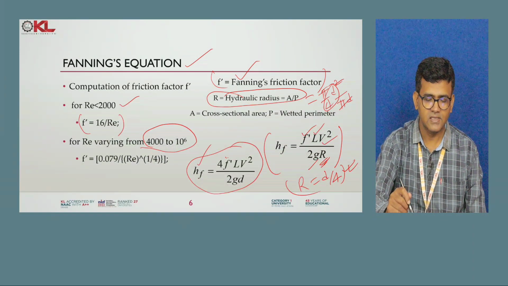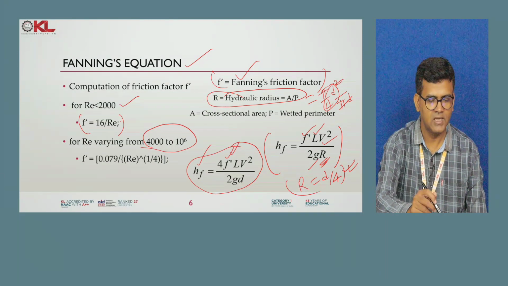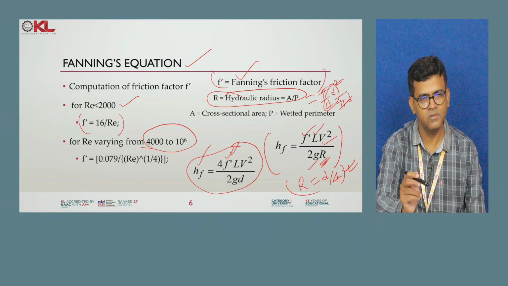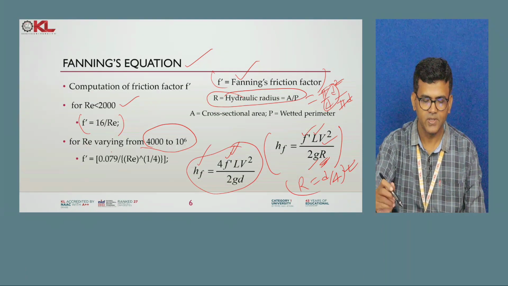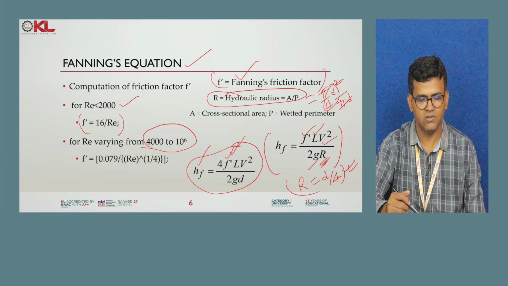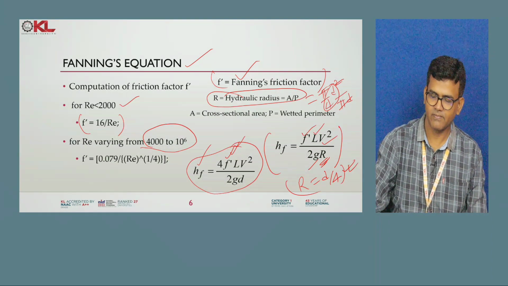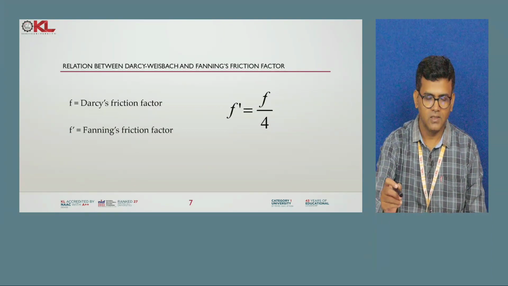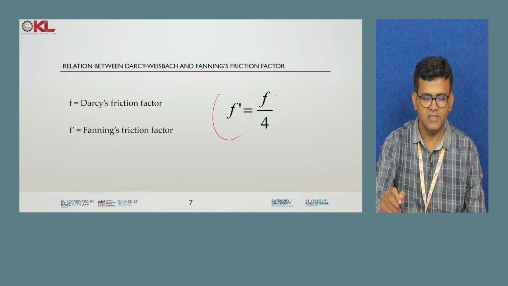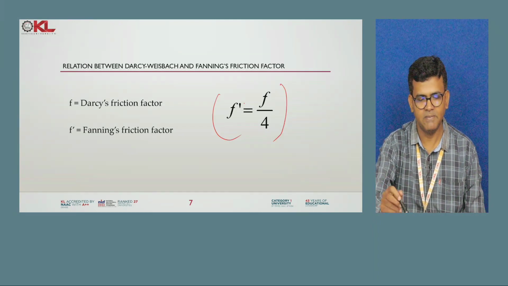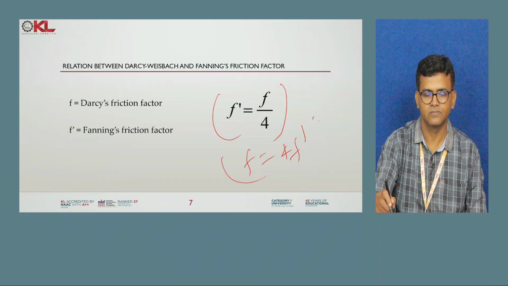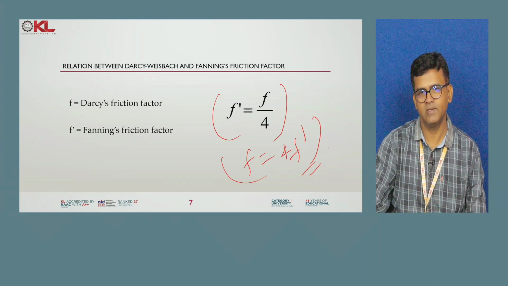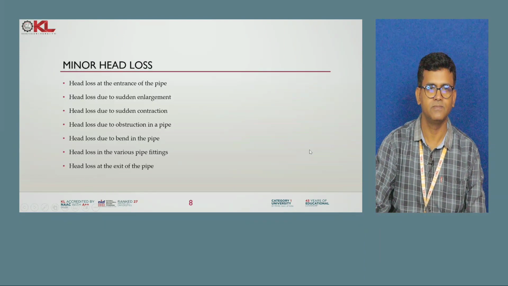In this f dash, how to compute f dash? They have given the formula, that is based on the Reynolds number. So first you have to compute the Reynolds number, then as per the Reynolds number value, we can compute the friction factor given by Fanning. So in this way we can compute the head loss in case of Fanning's equation. If you equate both the equations, then you will get this relationship for the circular pipe: f dash equal to f by 4, or f equal to 4 f dash. Simply we have to equate both the equations, and you will get this relationship.